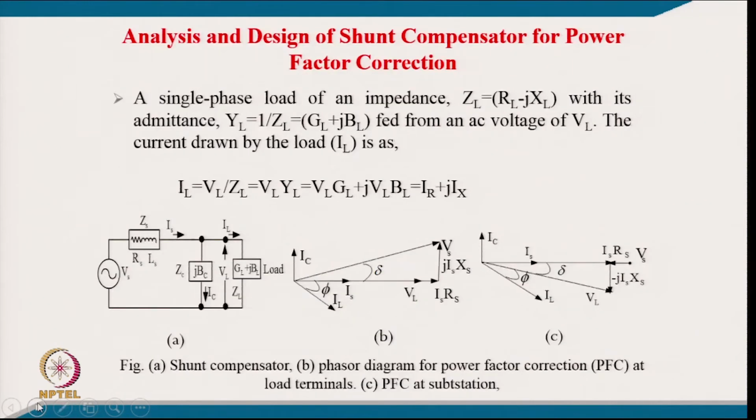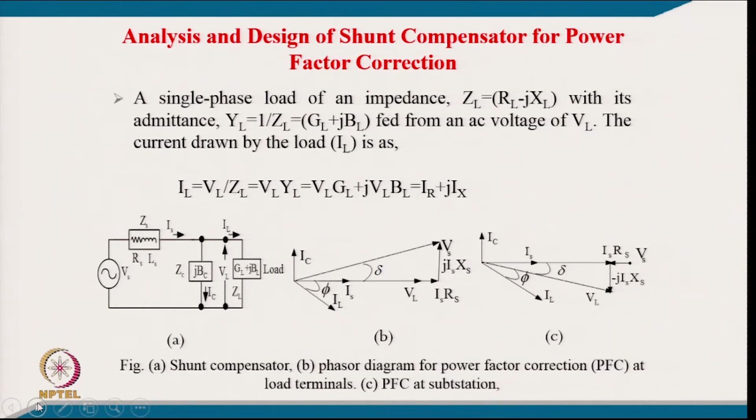Taking an example of a single phase load of impedance ZL equal to RL minus jXL, with admittance YL equal to 1 upon ZL, that is GL plus jBL, fed from an AC voltage of VL RMS. All these are RMS quantities, and because it is a sinusoidal case, the current drawn by the load is IL equal to VL upon ZL, or VL times YL, or VL GL plus j VL BL, that is equivalent to the active component of current plus the reactive component of current.